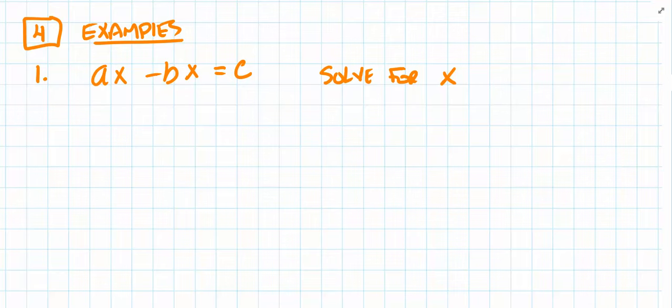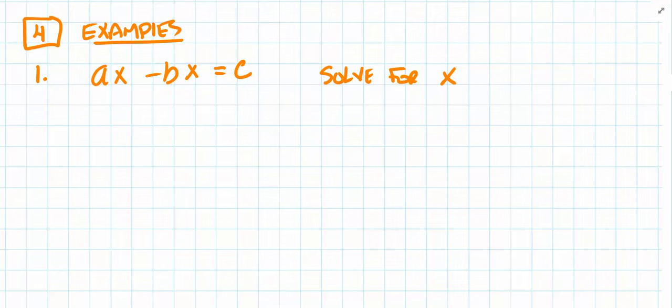We don't exactly know because we don't know what this stands for. But in this case, I want to solve for x, okay? I just know that a and b are different, so I can't say ax minus bx. I can't combine those yet, right? There's something that I have to do instead.